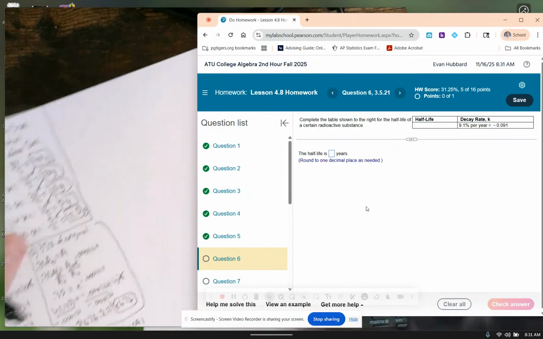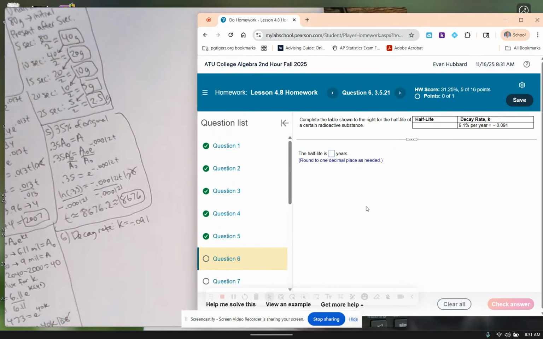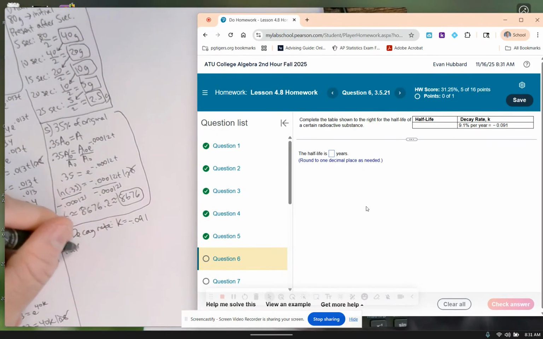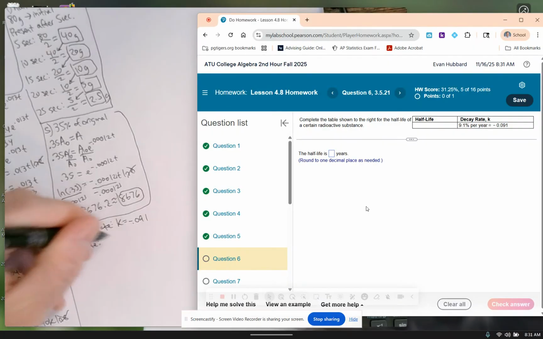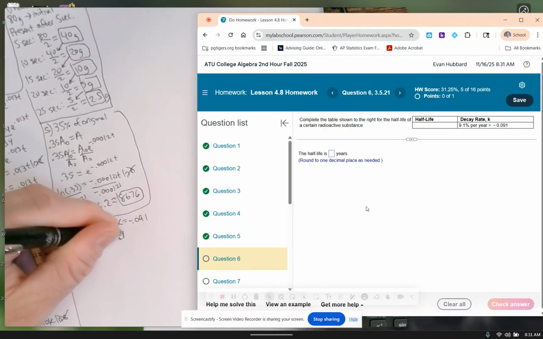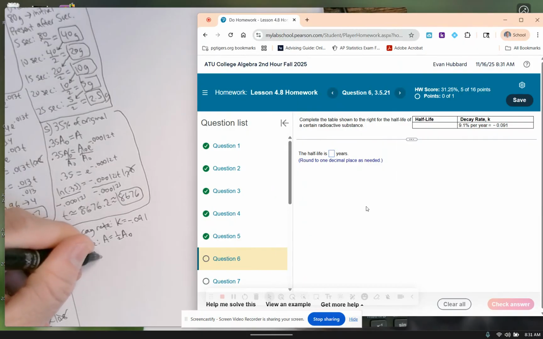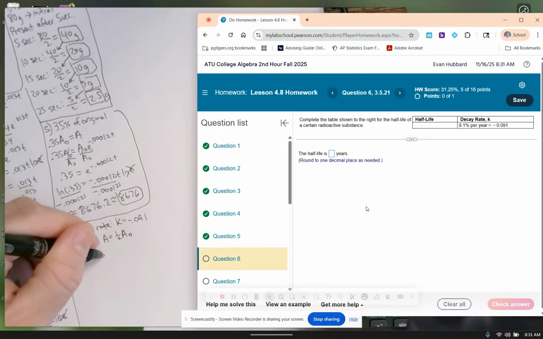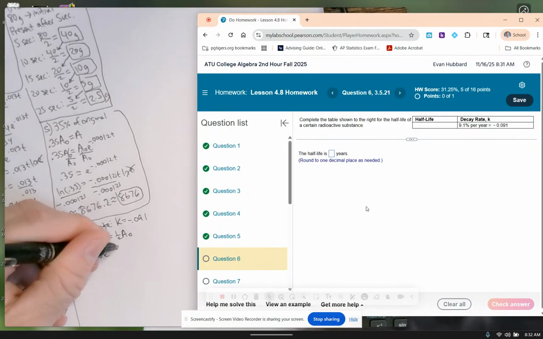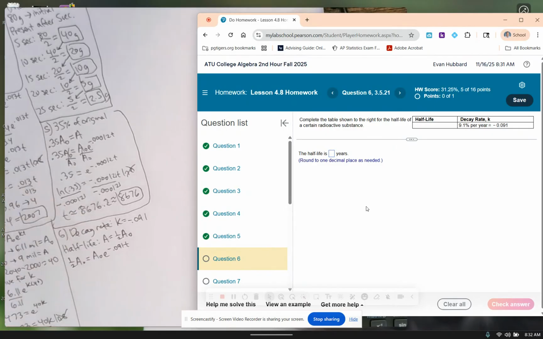And so I want to know the half-life. In half-life, I want to know when A is 1/2 of A naught, or 0.5 of A naught. So 1/2 of A naught is equal to A naught times e to the negative 0.091 times t.